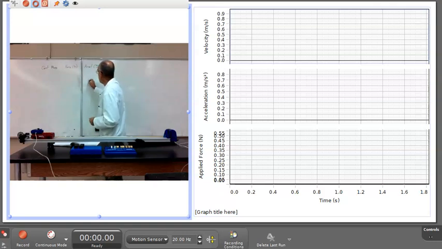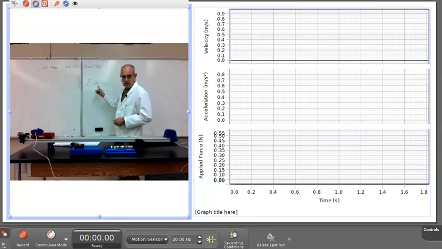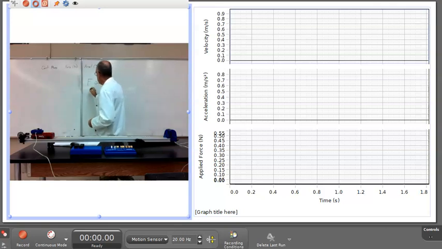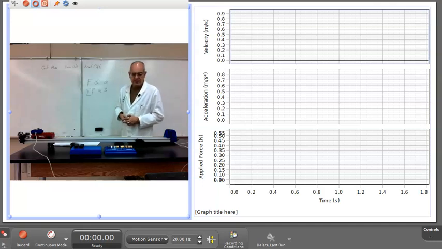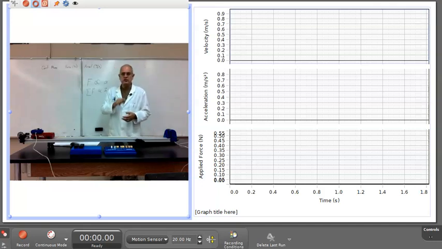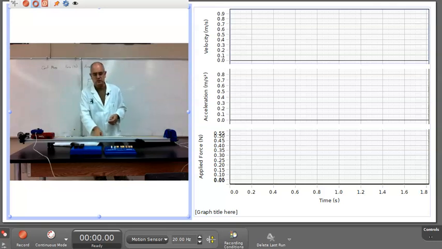We first started off with force being proportional to acceleration. Now what we can say is the net force, or the sum of the forces, is proportional to the acceleration. Okay, big difference here. Force does not equal mass times acceleration.